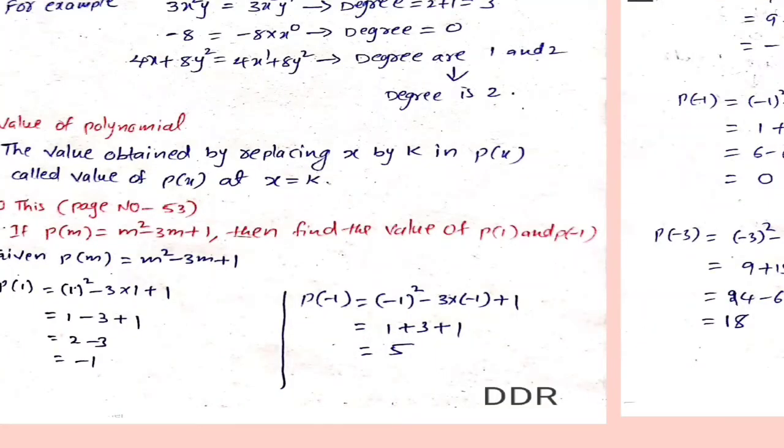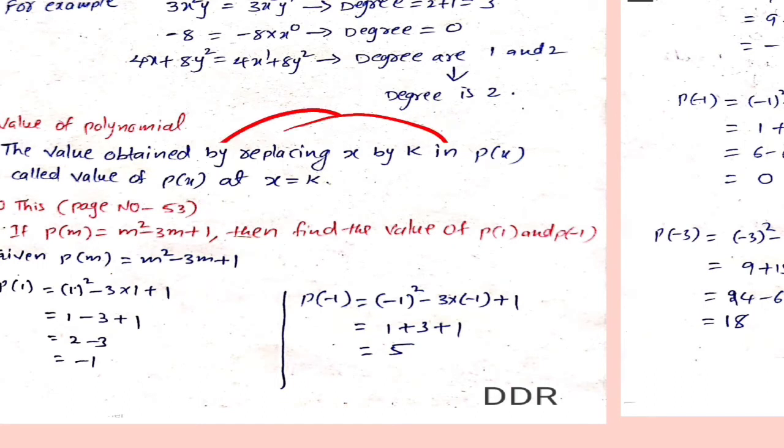Next, the third topic, value of a polynomial. The value obtained by replacing x by k in p of x is called the value of p of x at x equals k. See here, replacing x by k.